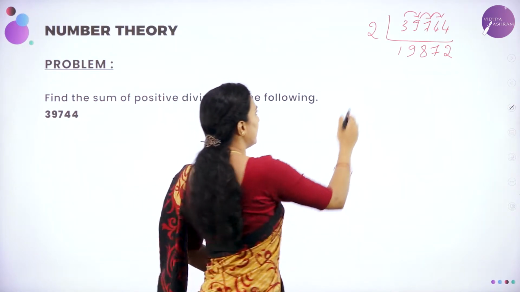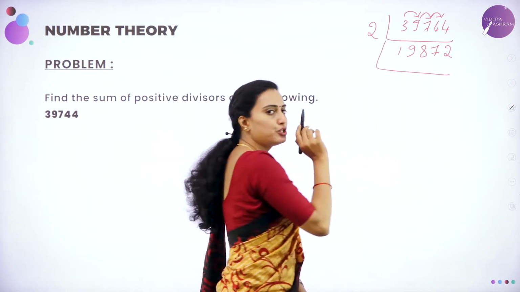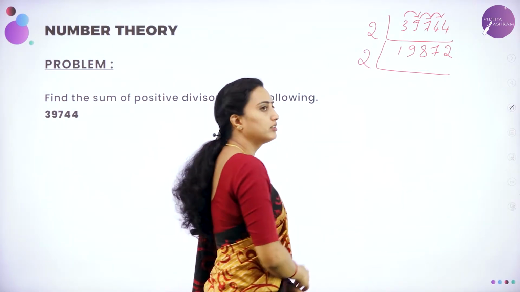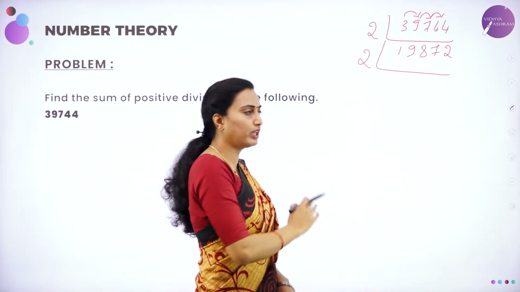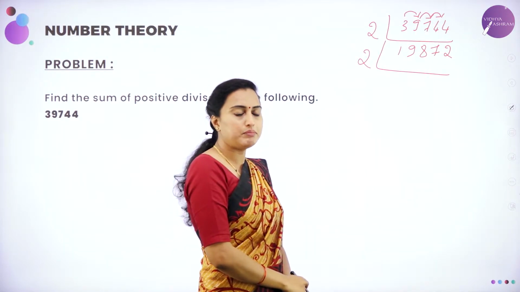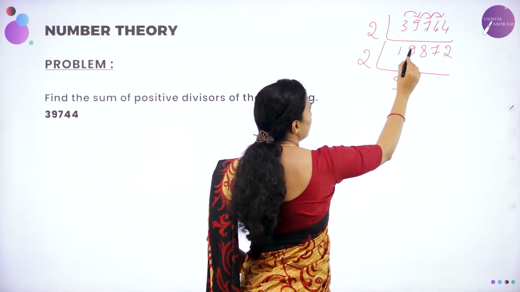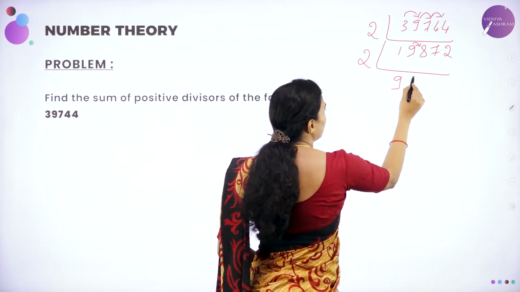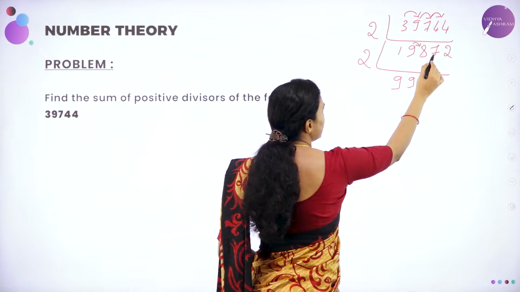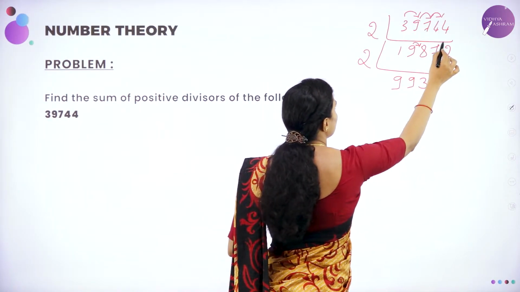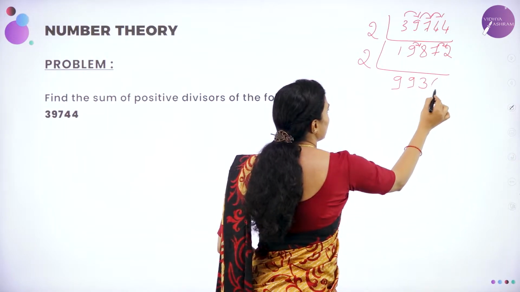Correct? Next, again the number is ending with 2, which is divisible by 2, the prime number. So 1 cannot be divisible by 2, so getting carry 19. 19 means 2 9s are 18. Again 1 is carried over, 2 9s are 18. Again 7, 7 means 2 3s are 6. 1 is carried over, 2 6s are 12.